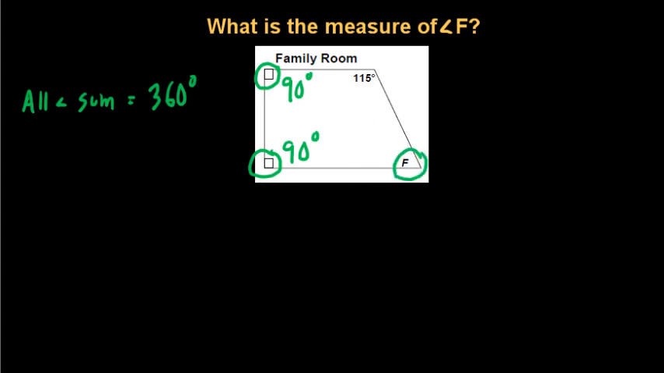Okay, so let's check it out. 90 plus 90 is 180. So let's do 115 plus 180. Now I take 360, which I know all the angles need to equal 360 degrees. Make sure you add your degrees on there. And I take away all 3 of these angles. I'm left with the final angle.